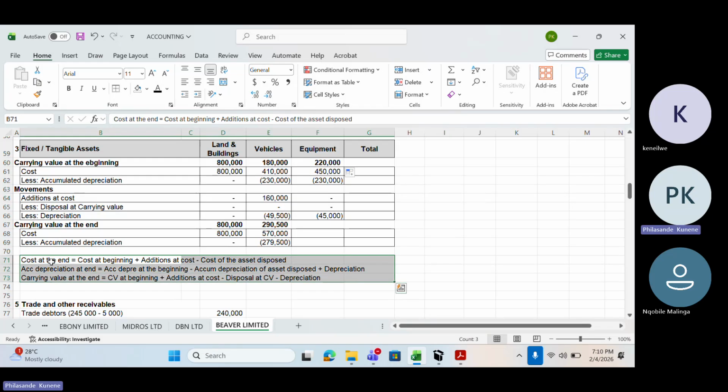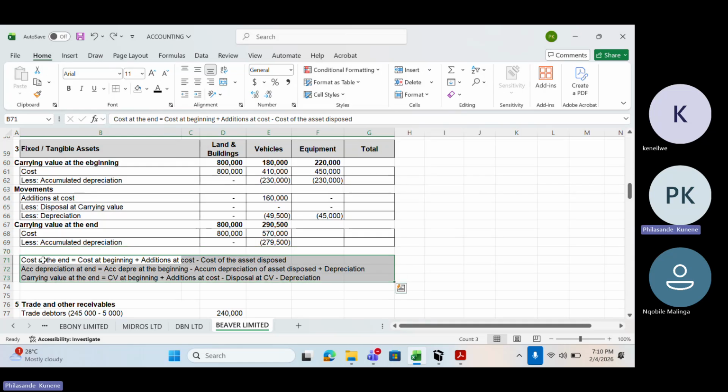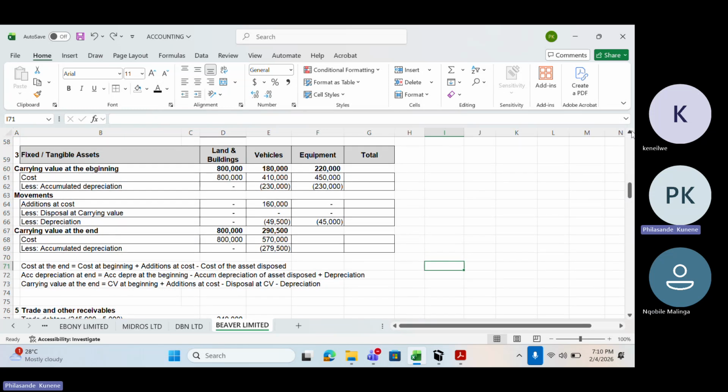Can you see these three formulas? This is the formula for cost at the end. Cost at the end is equal to cost at the beginning plus additions minus cost of asset disposed. Can you see that? Cost at the beginning, how much is it? The cost price at the beginning, how much is it? Oh, 450,000.